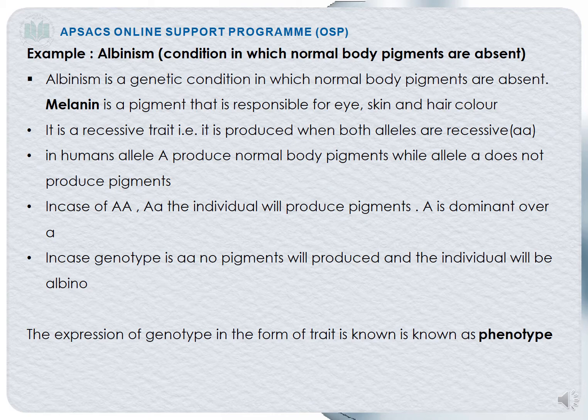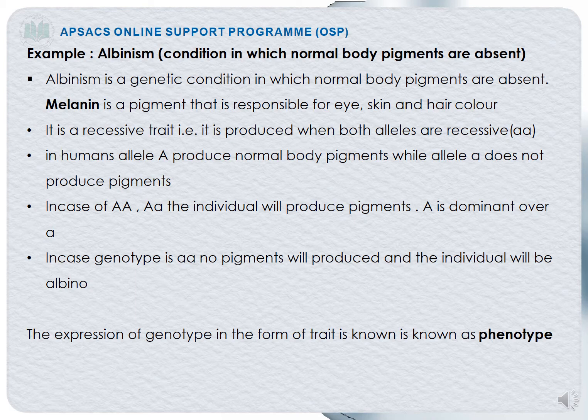Why do we mention the heterozygous condition here? Because in heterozygous condition, we have one dominant gene, that is the capital A, which produces the pigment. So in heterozygous condition, the individual's body will produce normal melanin pigment. But in case the genotype is homozygous recessive, then no pigment will be produced and the individual will become albino, or he or she gets the disorder known as albinism.